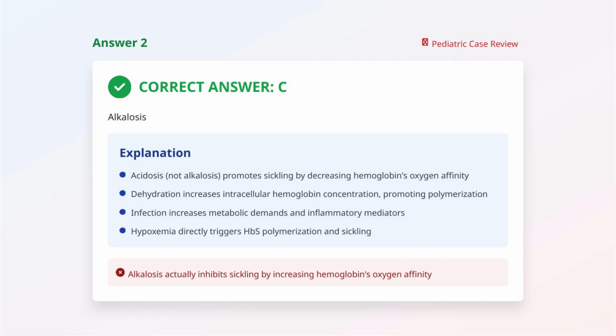Alkalosis actually inhibits sickling by increasing hemoglobin's oxygen affinity, shifting the oxygen dissociation curve to the left, which is why sodium bicarbonate has been historically used in acute sickle cell crises.